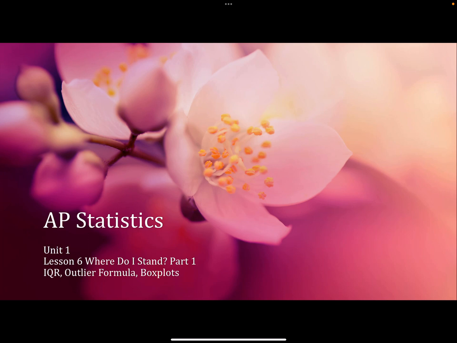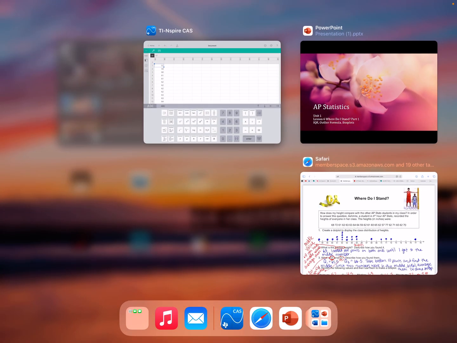Unit 1, Lesson 6, Where Do I Stand, Part 1. Today we're going to be talking about the IQR, outlier formula, and box plots.